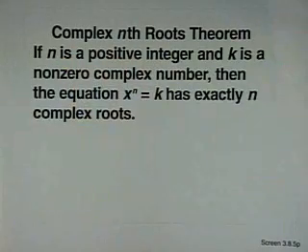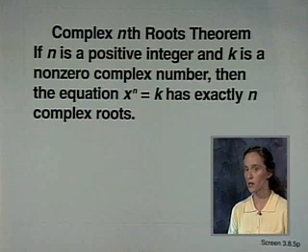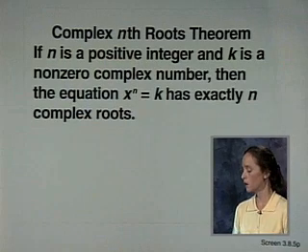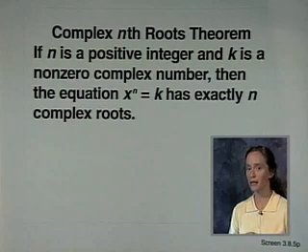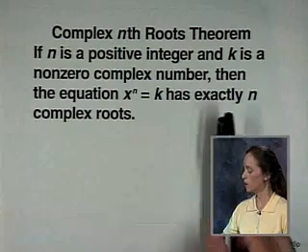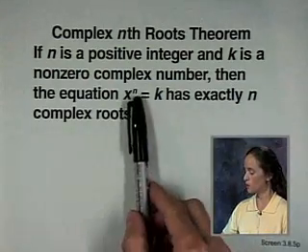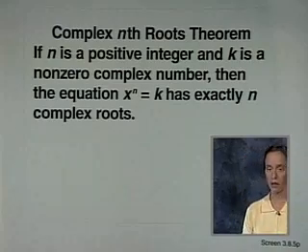Let's move on from this example to a particular theorem, and then we'll use it. The theorem is called the complex nth roots theorem. It says if n is a positive integer and k is a non-zero complex number, the equation x to the n equals k has exactly n complex roots. If the power on x is 2, there are 2 roots. If it's 4, there are 4 roots. If it's 3, there are 3 roots, is the connection.